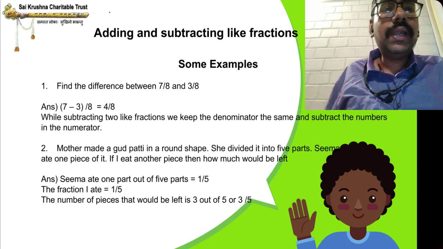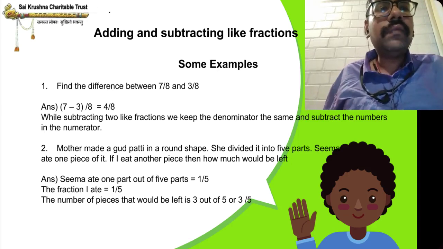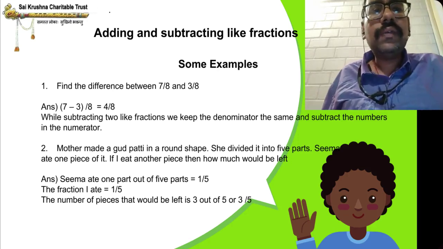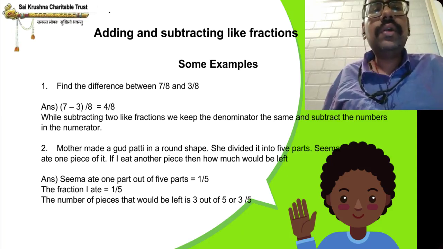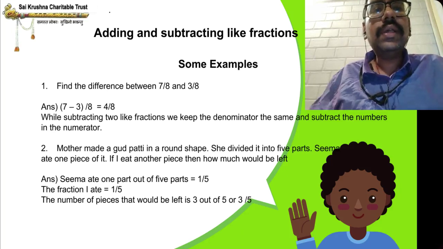Mother made a good putty in a round shape. She divided it into 5 parts. Seema ate one piece of it. 4 by 8 you can also write as 1 by 2. How? 4 1s are 4, 4 2s are 8. That's a simplified form. Second question.